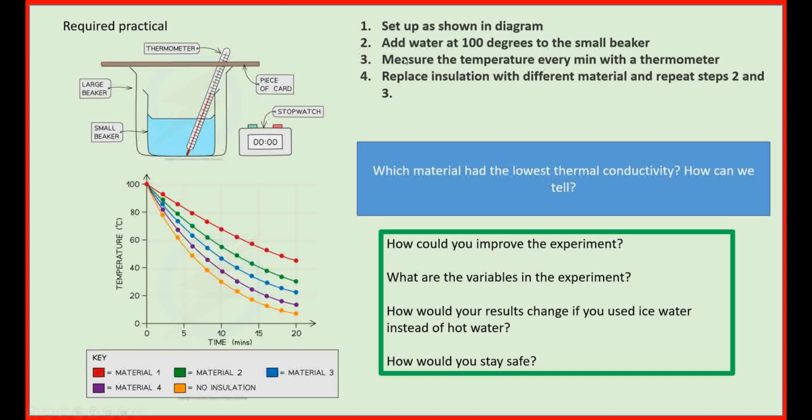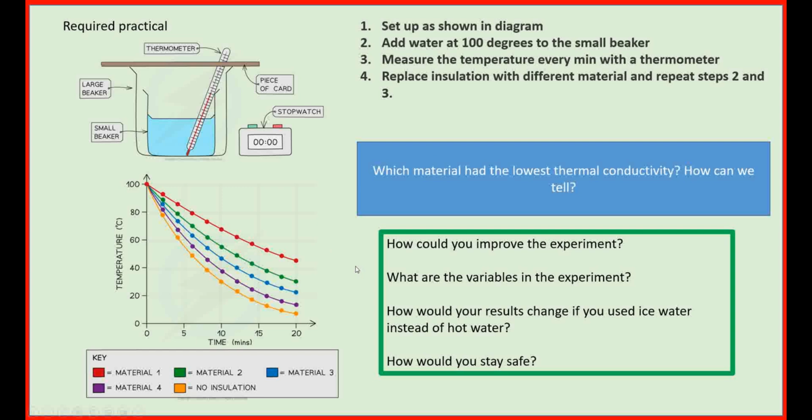We've got a simple method written out here, and what you need to do is say what material has the lowest thermal conductivity. How can you tell? How would you improve the experiment? What are the variables? How would you change the results? If you used ice water instead of hot water, how would that affect the graph? Maybe sketch it. And how would you stay safe during this experiment? Okay, so pause the video here and jot down those things.